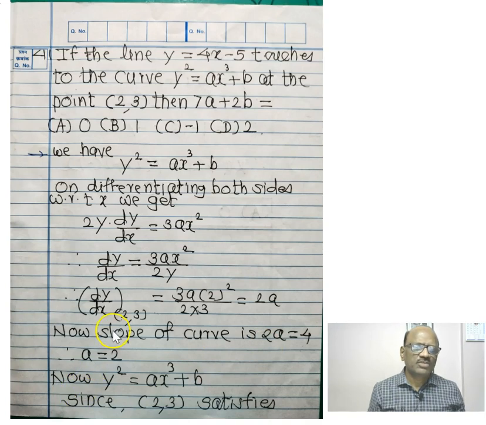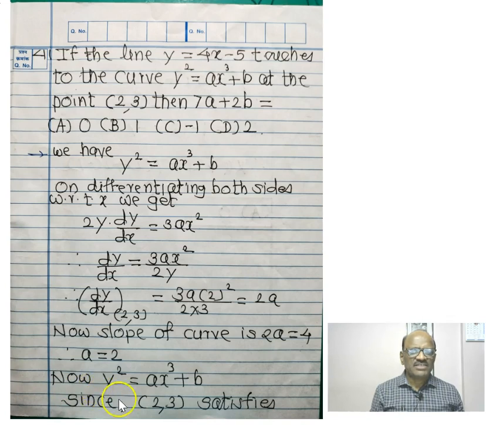Now what is the slope of the curve? The slope of the curve is 2a. And what is this? That is y is equal to 4x minus 5. This is a line, it's a tangent at that point. Therefore the slope of this line and the slope of this curve must be equal. Therefore 2a is equal to 4. Therefore a is equal to 2.